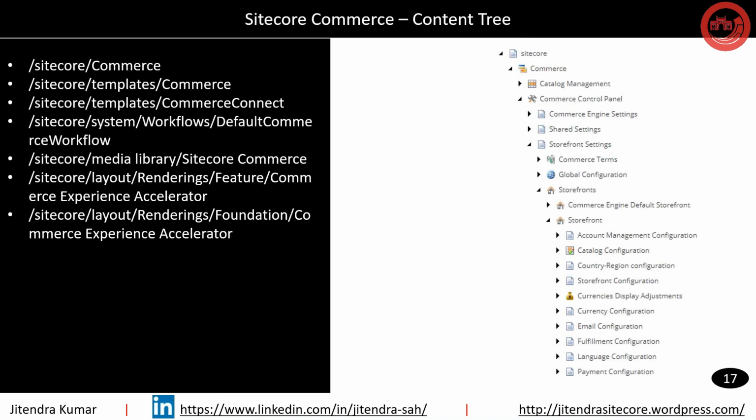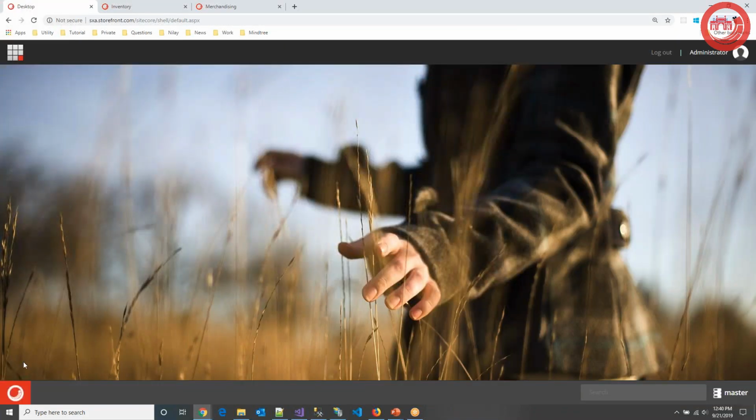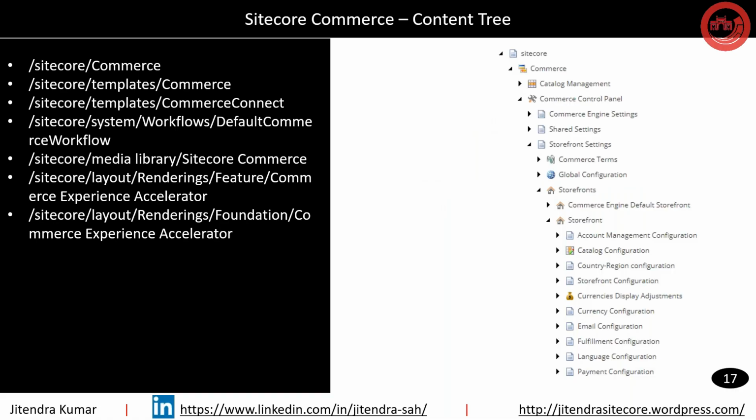Okay, so now the next thing is the content tree. So here you can see we have a content tree. Let me move here, then I can show you. We have lots of commerce-related configurations required. So when you install Sitecore Commerce, there are so many things that get created, and you can see Sitecore Commerce templates, some commerce components, default commerce workflow. These are all Sitecore Commerce related things.